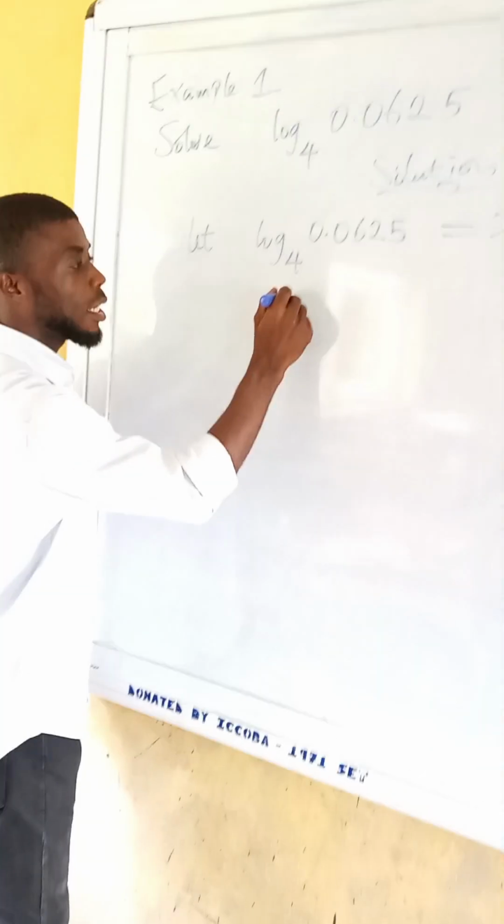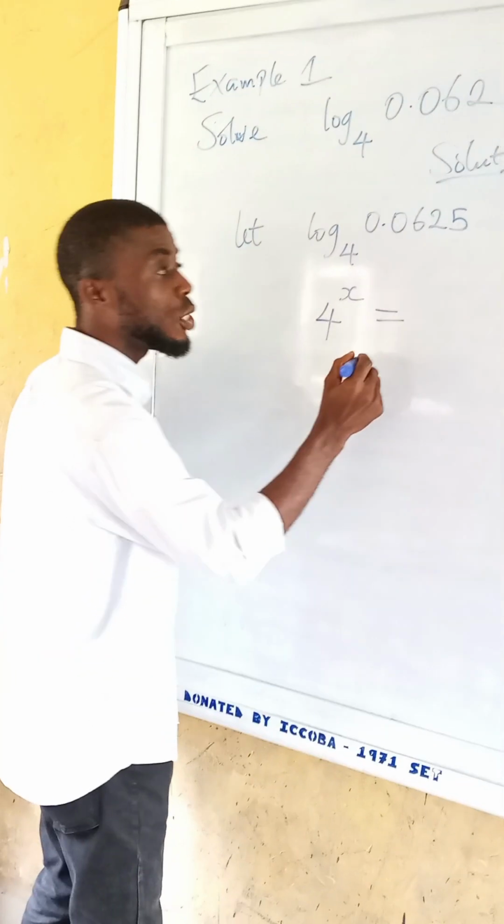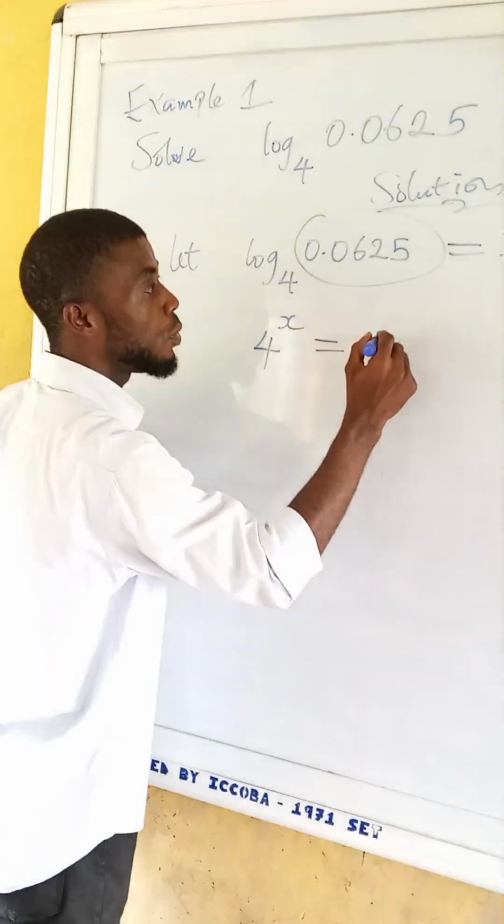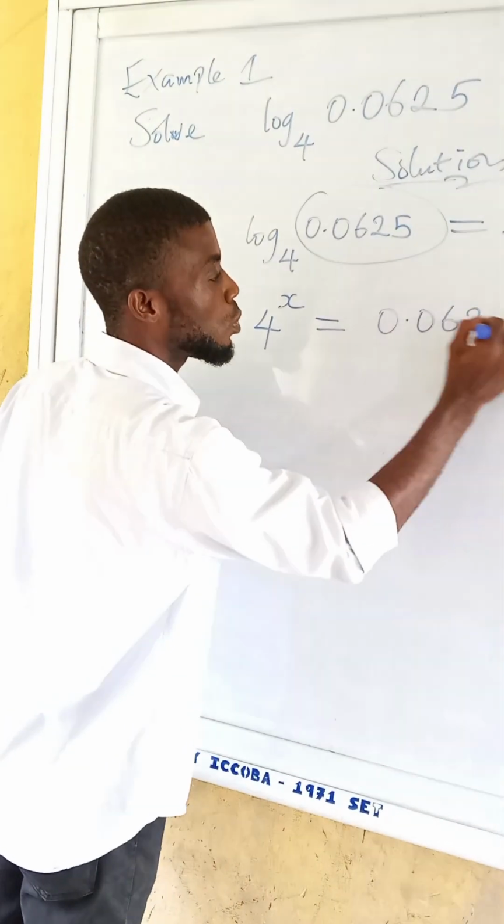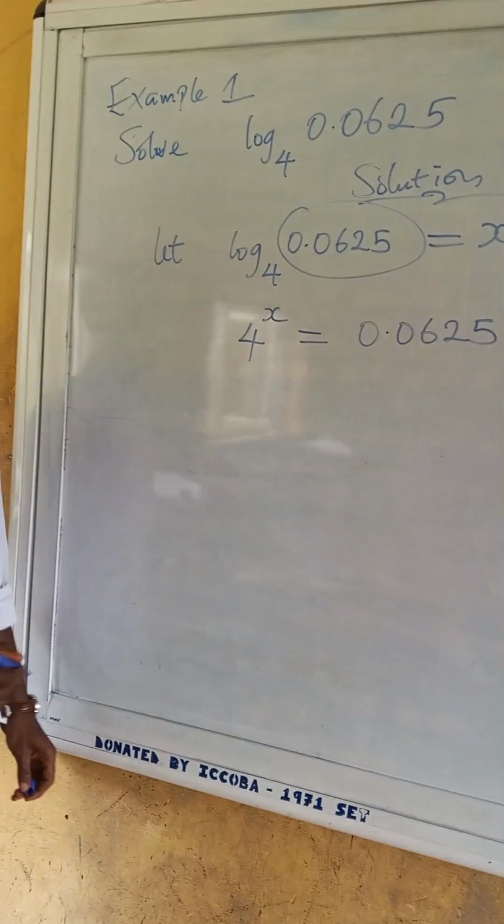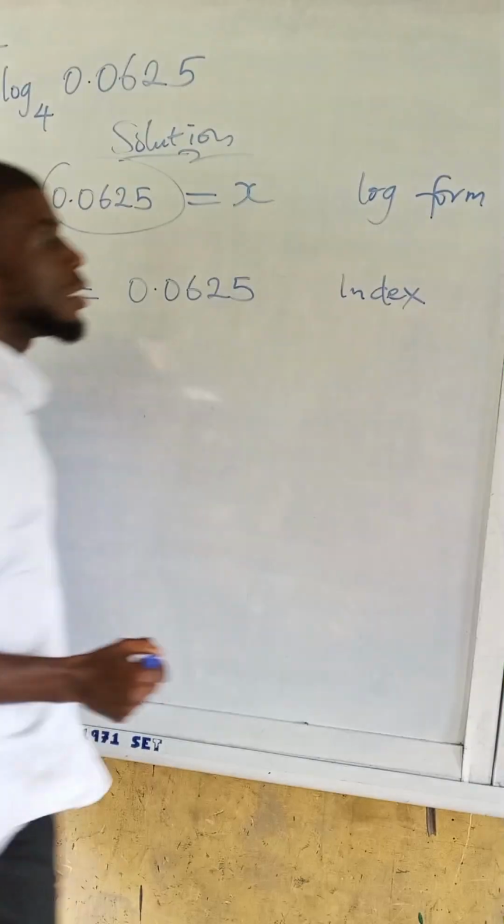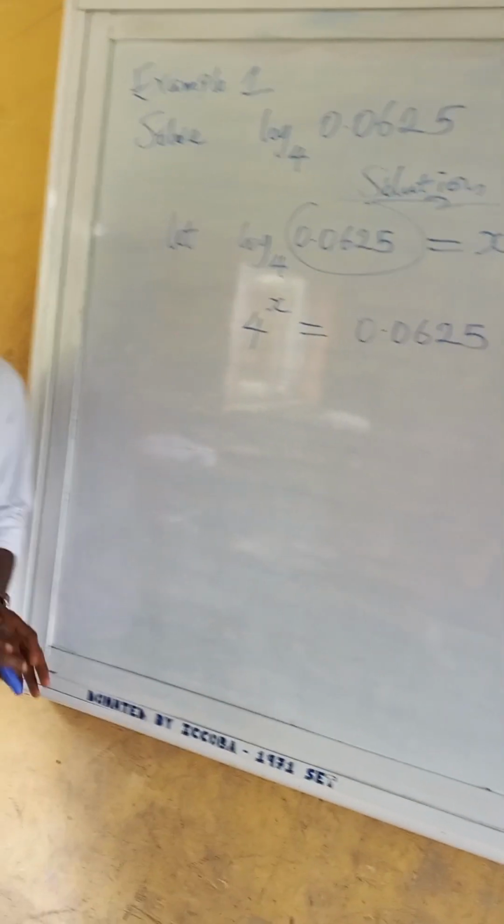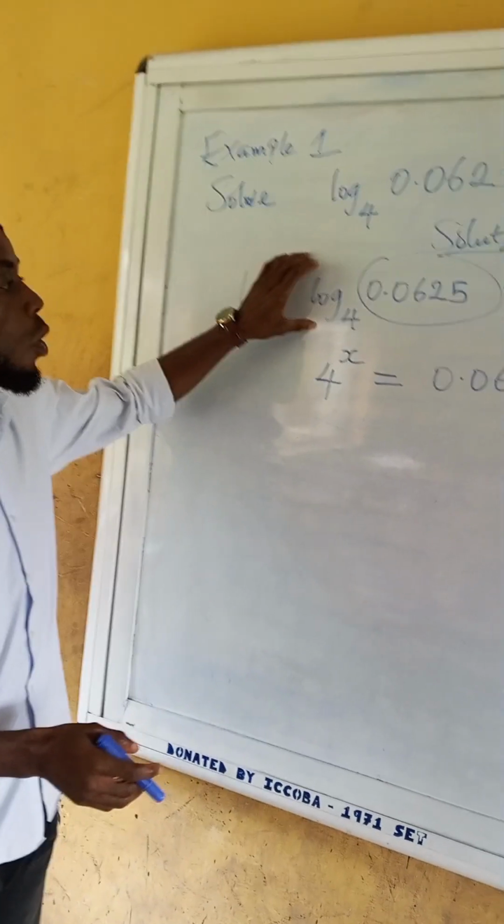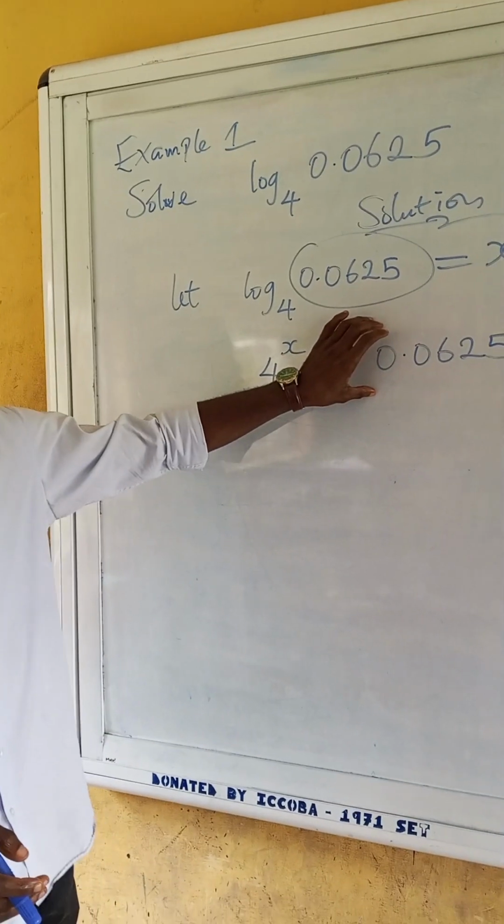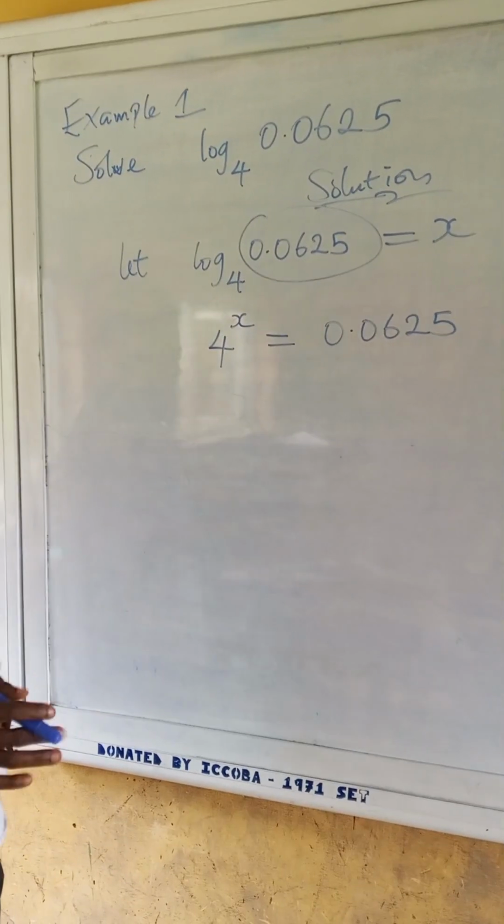So this part, we can say that this is 4 raised to the power of what? x, and it will be equal to this very number here, which is 0.0625. So that one will not have an index form. So how do we proceed to solve this? We have actually moved from logarithm to what? The index form. So how do I want to solve this?